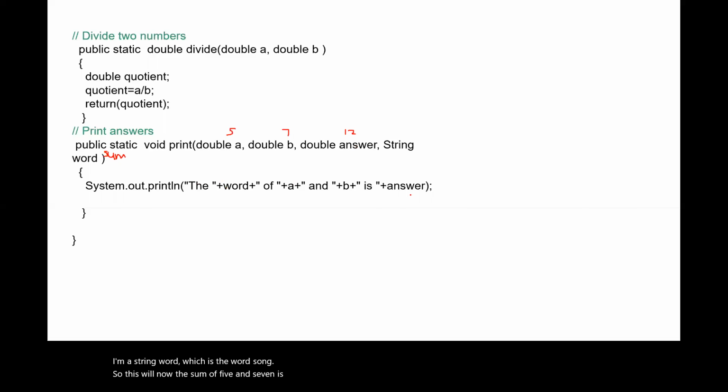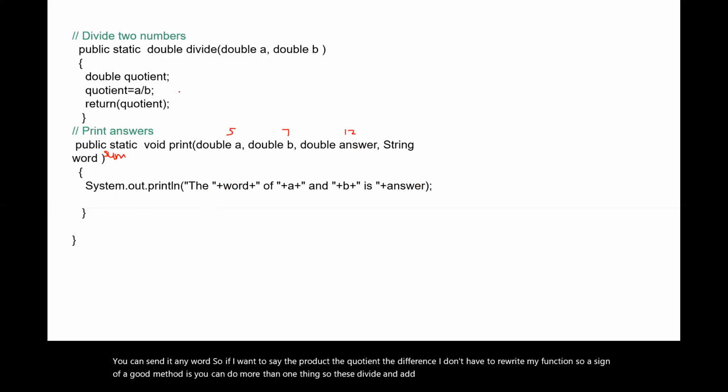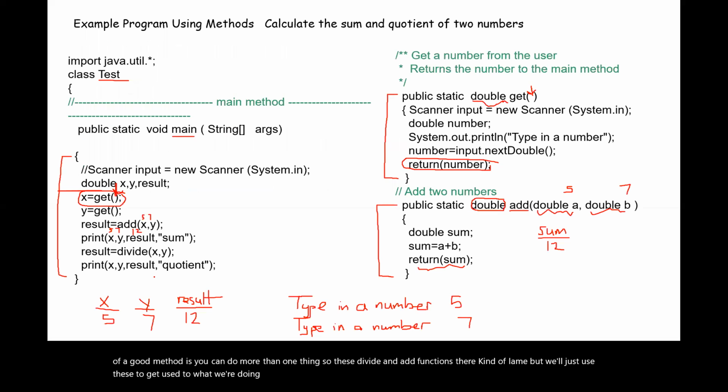Beautiful. Now this is a particularly good function. What's good about this one? You can send it any word. So if I want to say the product, the quotient, the difference, I don't have to rewrite my function. So a sign of a good method is you can do more than one thing. So these divide and add functions, they're kind of lame, but we'll just use these to get used to what we're doing. All right, what happens next?